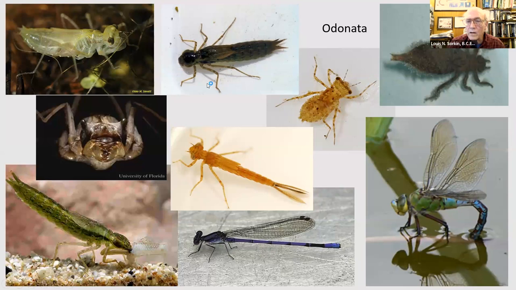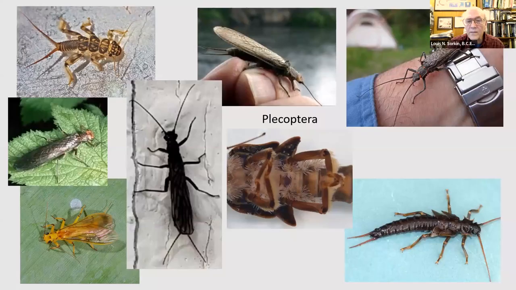The adult male and female in dragonflies, the male has grasping structures at the rear end of his body. He grasps the neck of the female, and she then curves her abdomen forward in order to go and get the sperm from a secondary area underneath the body of the male. Sort of involved, but it works.